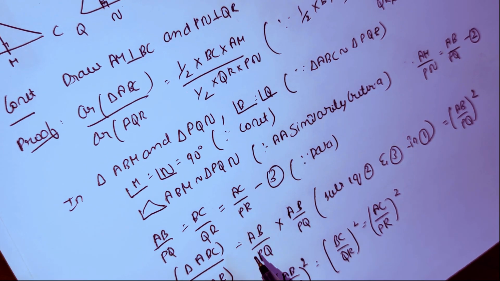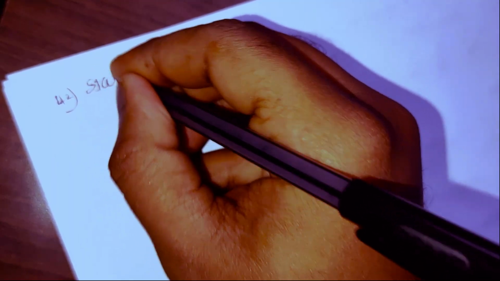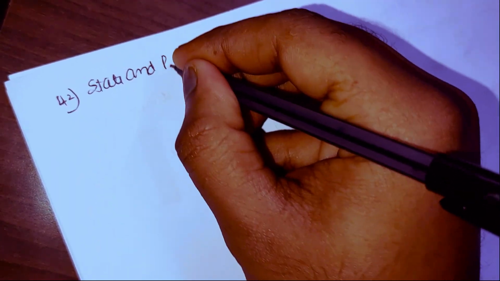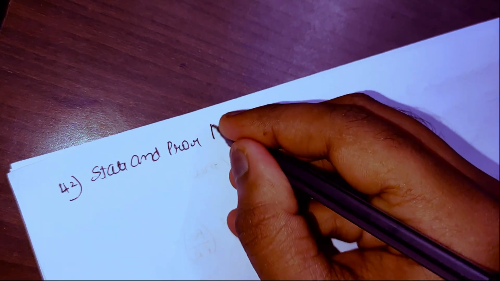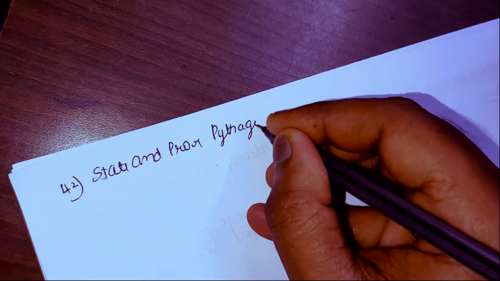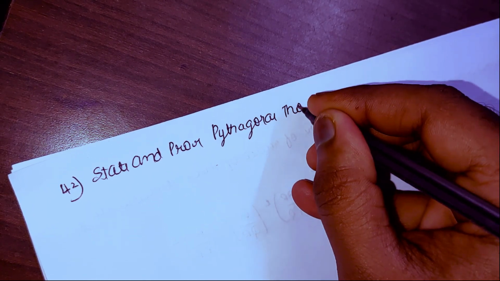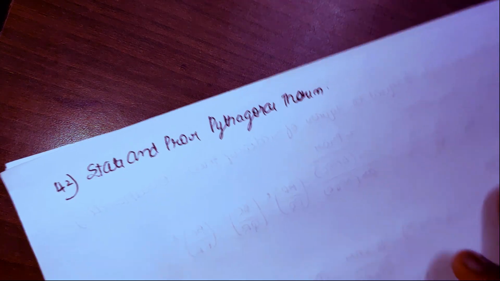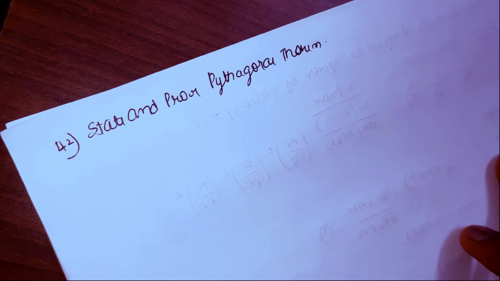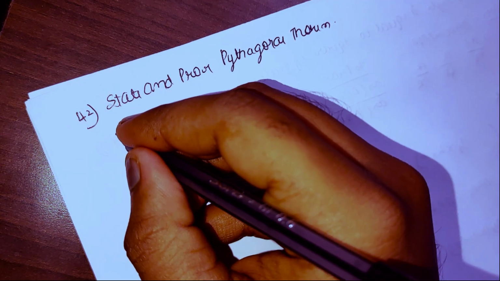Now we'll move into the 42nd question. 42nd question: State and prove Pythagoras theorem. Statement is already written in 1 mark questions. I will continue with the proof.